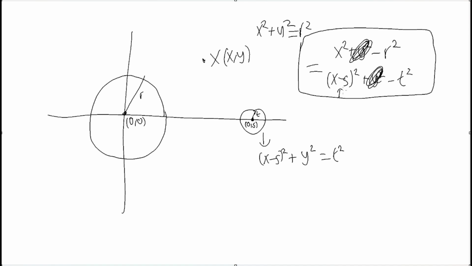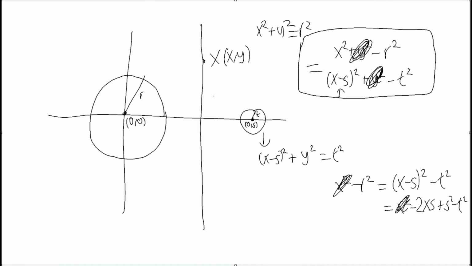And if we expand this guy here, we get x squared minus r squared is equal to x minus s squared minus t squared. And this is x squared minus 2xs plus s squared minus t squared. And these guys cancel out. And what do you know? We get a linear equation that we can solve for x. And therefore, x has a specific value, which means that the radical axis is a line perpendicular to the line through the centers. And what if the circles intersect each other?